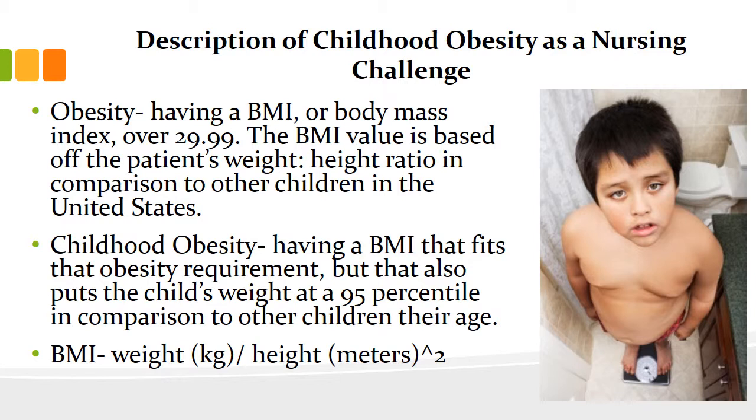Childhood obesity is a growing problem that is running rampant in today's American society. Obesity is defined as having a BMI, or body mass index, over 29.99. The BMI value is based off the patient's weight to height ratio in comparison to other children in the United States. Childhood obesity is having a BMI that fits the obesity requirement, but that also puts the child's weight at the 95th percentile in comparison to other children their age.